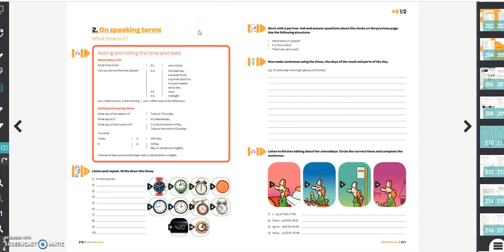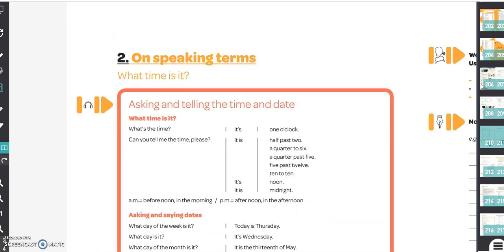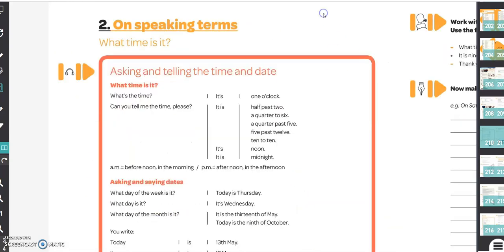So, asking and telling the time and date. This is another box. So, what time is it? So, how do you ask this? What's the time? Can you tell me the time, please? So, these are all different questions. Yes. So, you answer with it's or it is. Yes. So, the first one, it's 1 o'clock. En dus dan is het 1 uur stipt. Yes. We've already seen these ones.